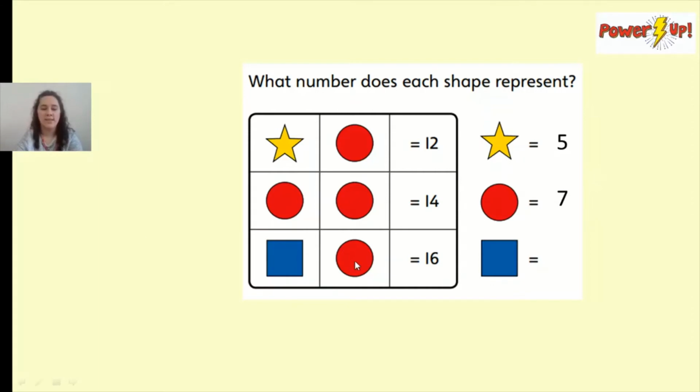Then I looked at the last line here with the square and did the same thing. If the circle is 7 and when it adds together with the square it makes 16, I needed to find the difference between 7 and 16. So I'll put 7 in my head again and this time count on till 16. 7, 8, 9, 10, 11, 12, 13, 14, 15, 16. Can you see how many the square represents? Fantastic. The answer was 9. Well done if you got those answers.